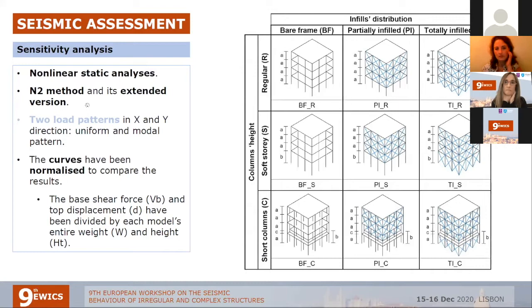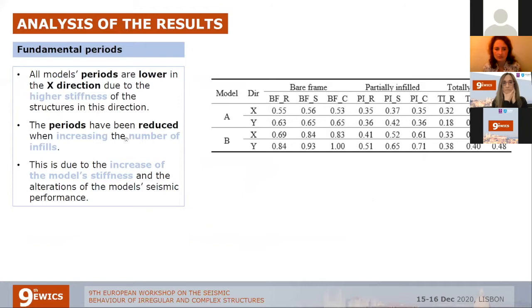And then we also took into account two load patterns in the X and Y direction, which were the uniform and the modal pattern. In order to compare the results, we had to normalize the curves by dividing the base shear force and the top displacement by each model's entire weight and height. We performed a modal analysis, and we obtained that all of the models' periods were lower in the X direction due to the higher stiffness of the structure in this direction. And the periods were reduced when we increased the number of infills. It can be seen here.